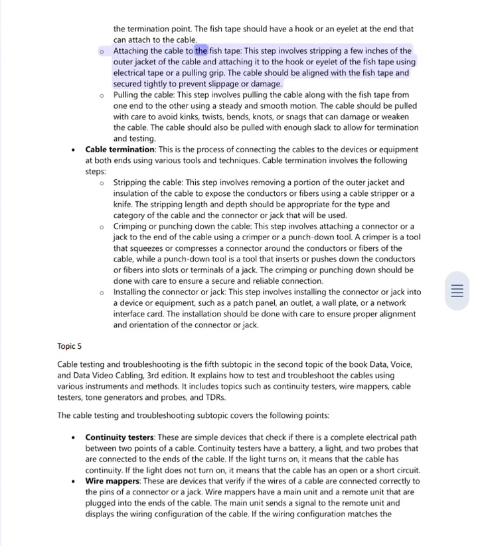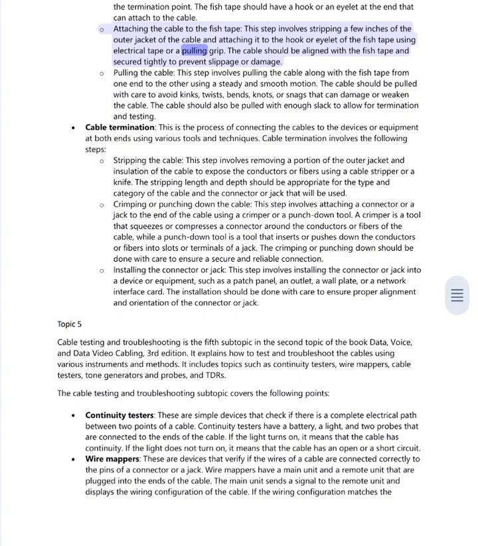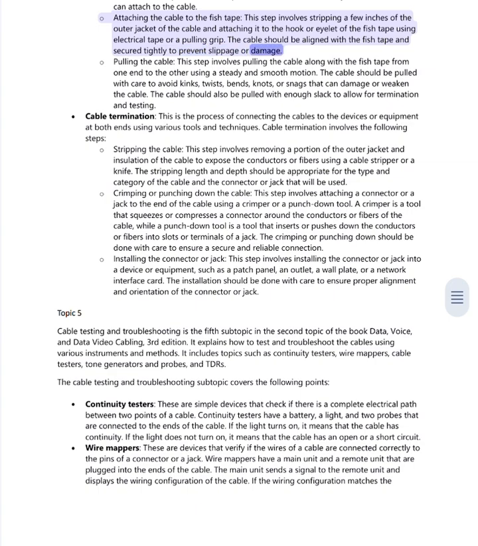Attaching the cable to the fish tape. This step involves stripping a few inches of the outer jacket of the cable and attaching it to the hook or eyelet of the fish tape using electrical tape or a pulling grip. The cable should be aligned with the fish tape and secured tightly to prevent slippage or damage.